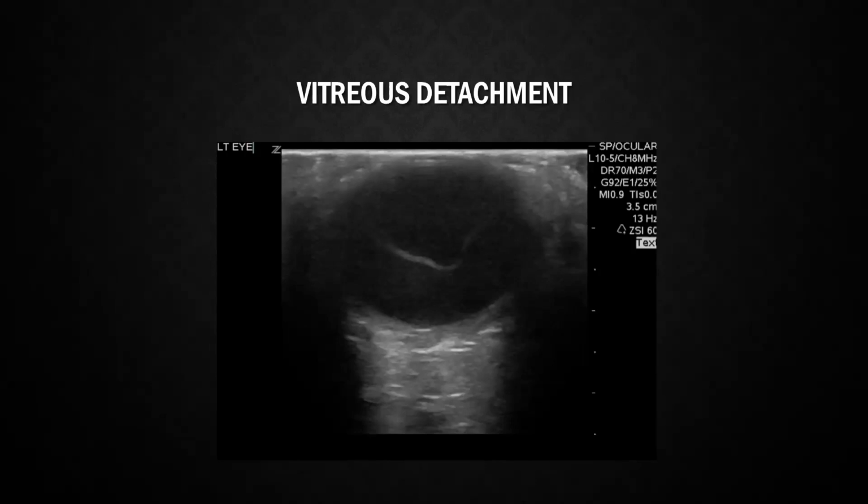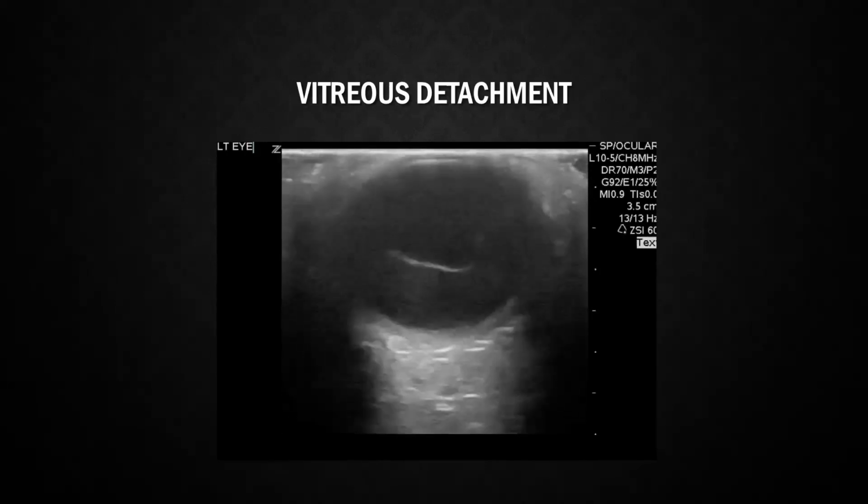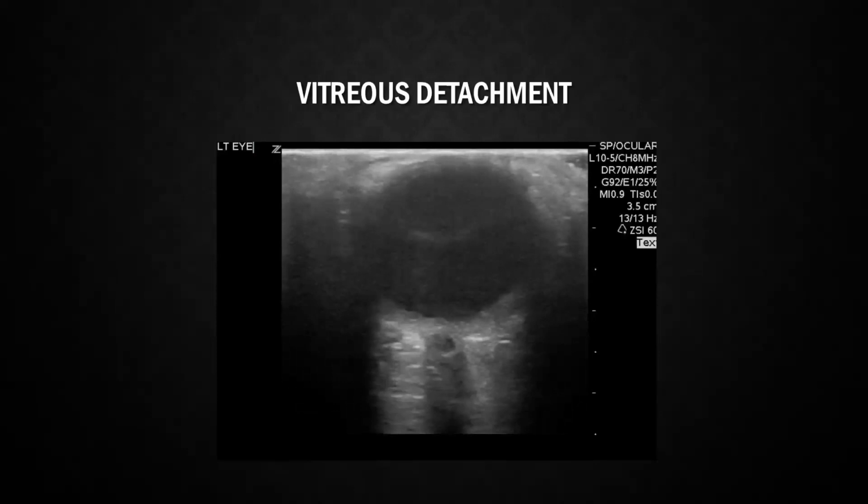This is less emergent than a retinal detachment, but it does require urgent follow-up. That being said, it's not vision threatening like a retinal detachment. So in this video, you see this membrane floating around in the posterior chamber, and you can see that it's actually not tethered back here. It's just kind of free floating. And that tells you that it's a vitreous, not a retinal.